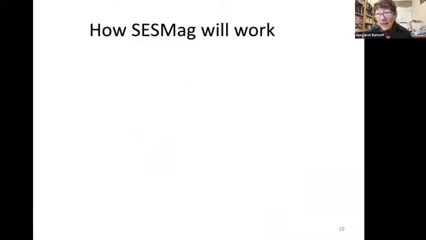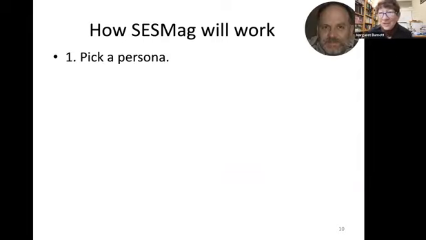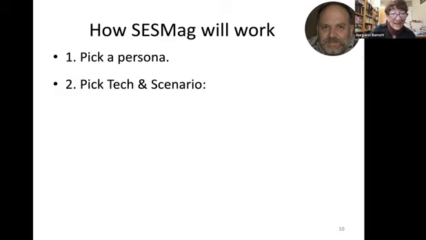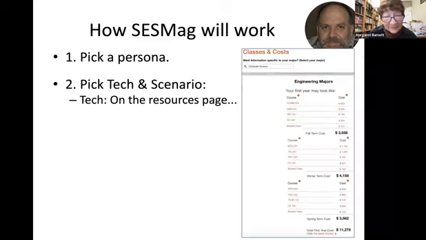So how would you do that? Here's how it's going to work. You start by picking one of the personas that the method offers. This is Dav, and that's the one I pick. You'll meet Dav in detail in a little bit. And then you pick whatever technology you're going to evaluate and some kind of scenario or use case.